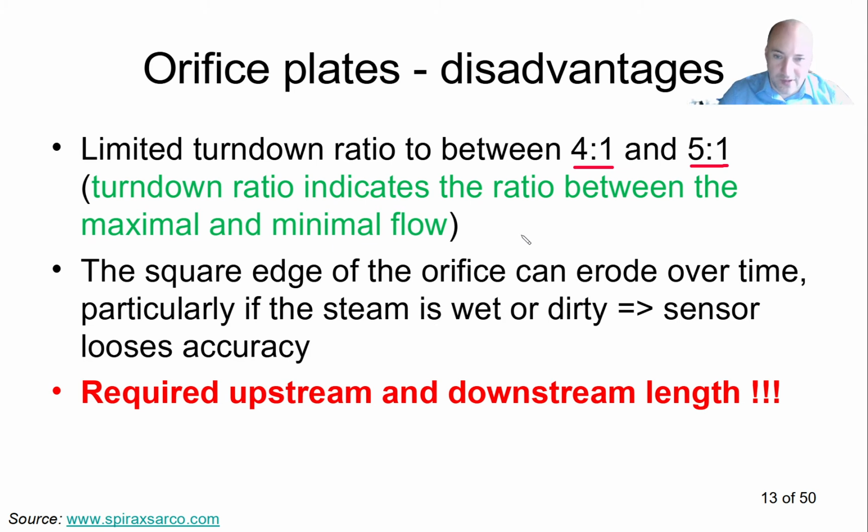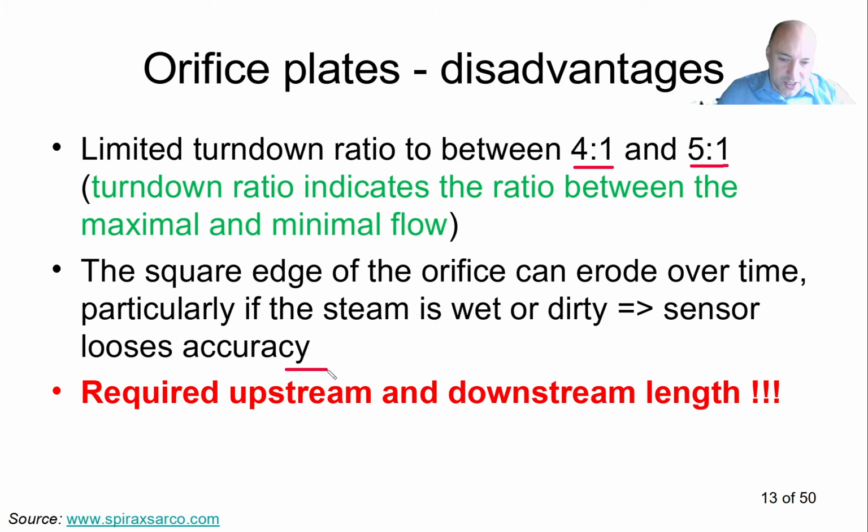So for example, if I would like to measure, let's say, air when I have, for example, 1000 cubic meters per hour with an orifice plate, then I could do that. But considering this ratio, it's telling me that the minimal flow rate that this device will be able to measure will be approximately 200 cubic meters per hour. So the ratio between max flow and minimum flow is about 5 to 1.